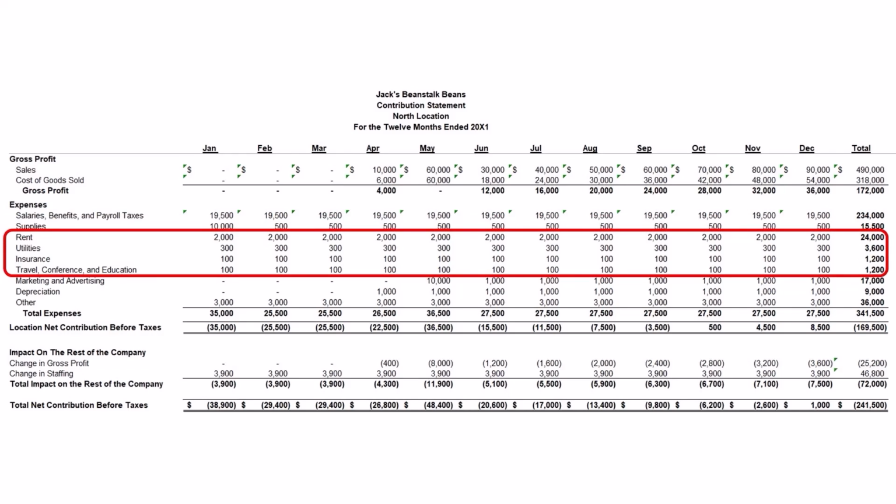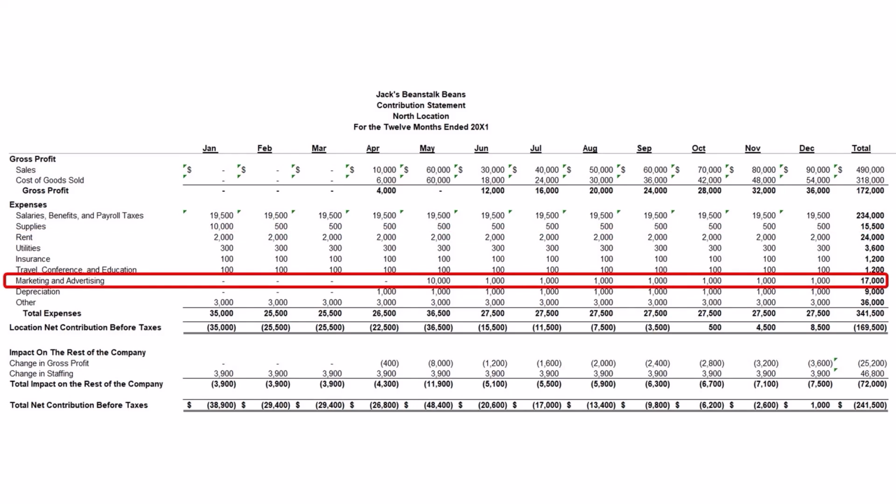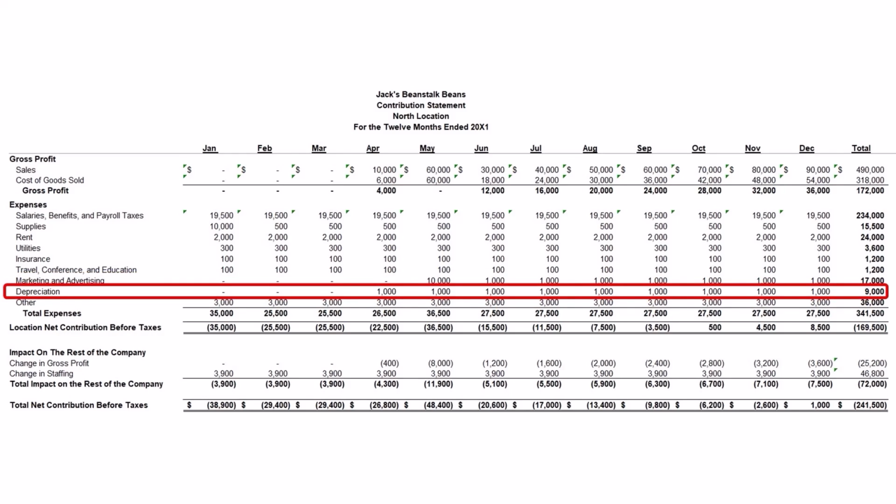I made very simple assumptions about rent, utilities, insurance, and travel. Jack's Beans is renting the location rather than buying or building. You can see the advertising for the grand opening in May. After that, the advertising costs for the new location will likely be higher than other locations, but much lower than the grand opening. Jack only needed to pay for some of the tenant improvements. He also bought some equipment and furniture. He has a very low depreciation expense that starts when the location opens.